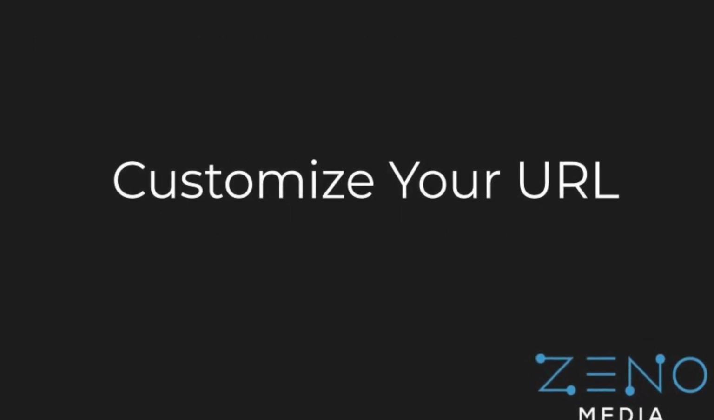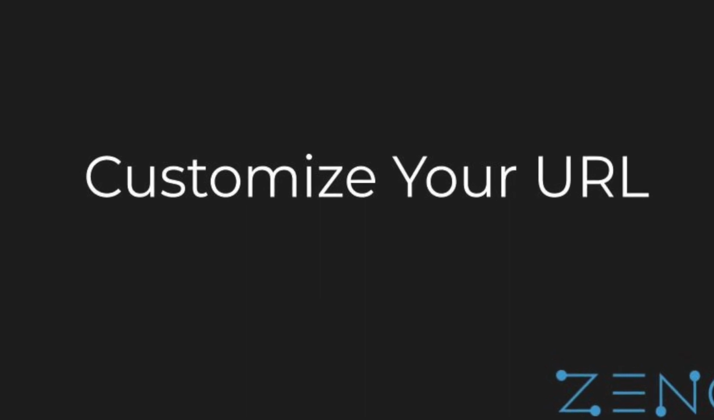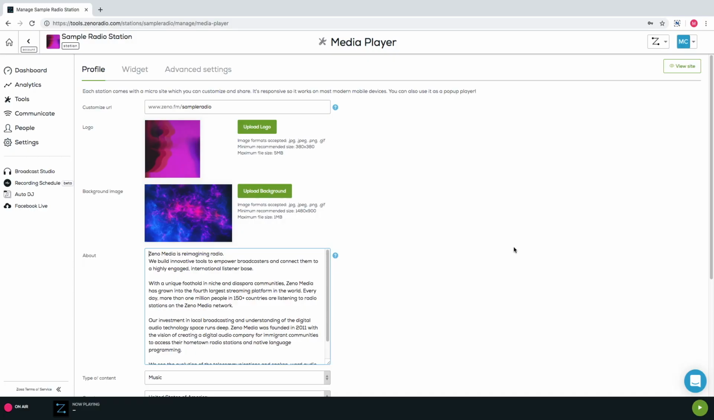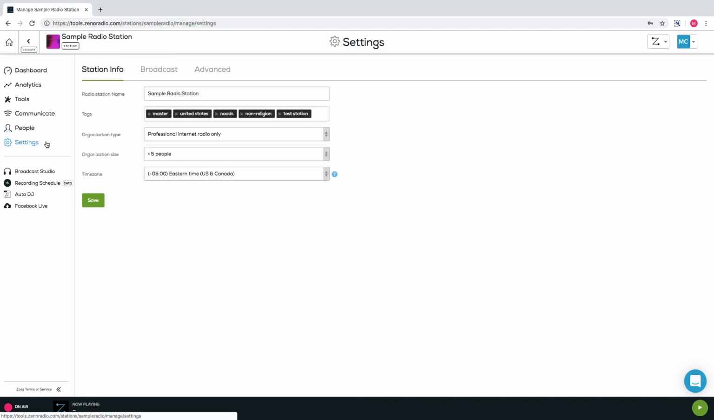Our next tip is to customize your URL. Every Xeno.fm page begins with Xeno.fm, followed by a slash, and then the custom portion of the URL. Remember that this is the first option to input on your profile. Also, the name displayed is directly reflected of your station's name under the station info in the settings.